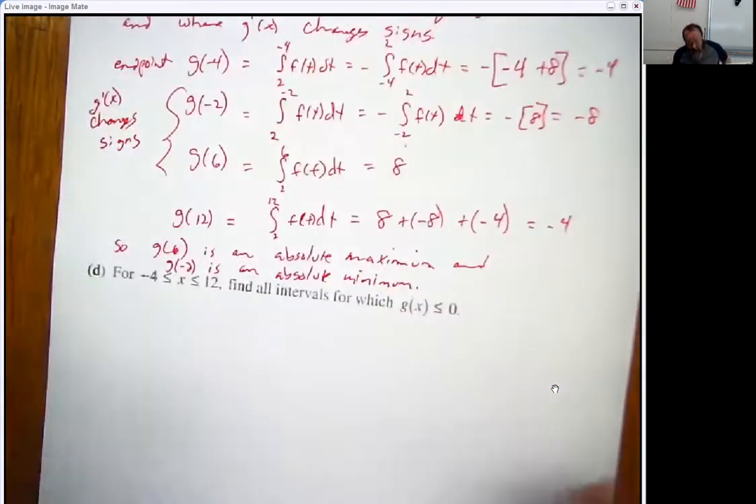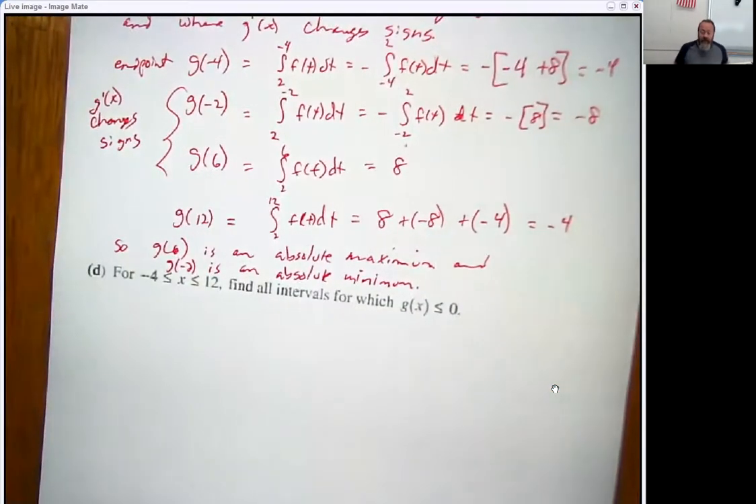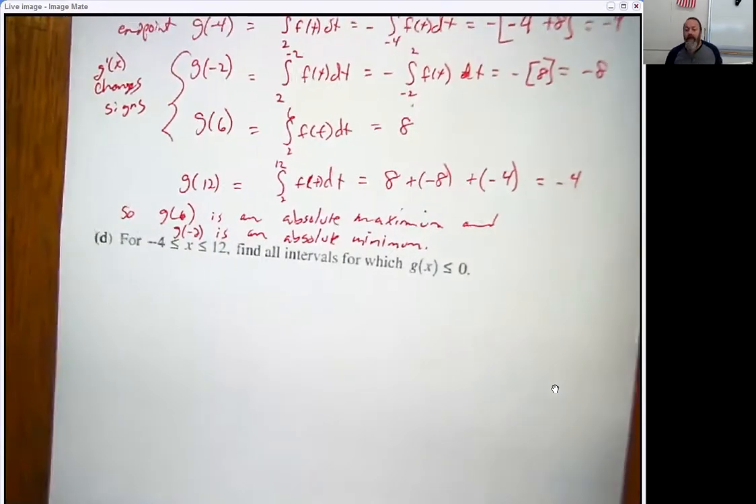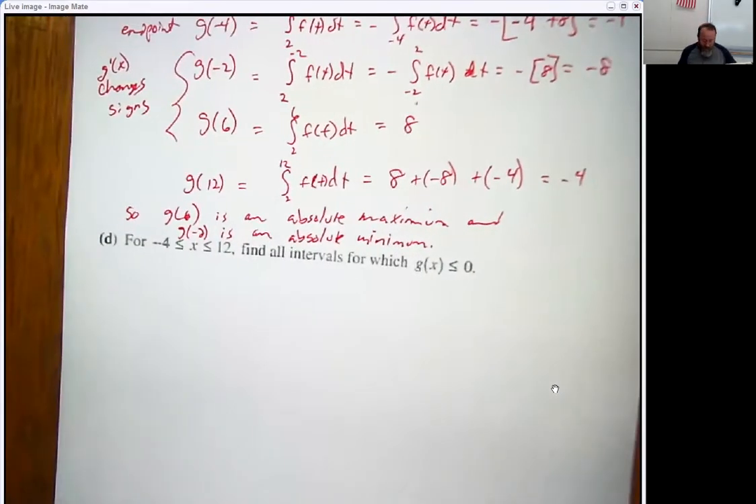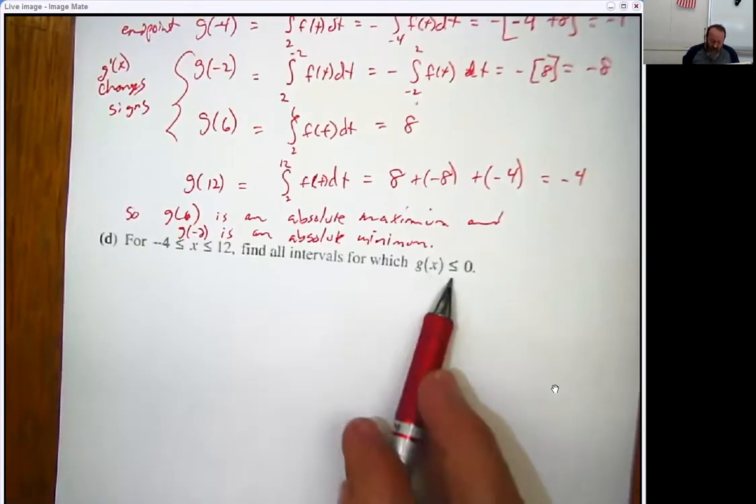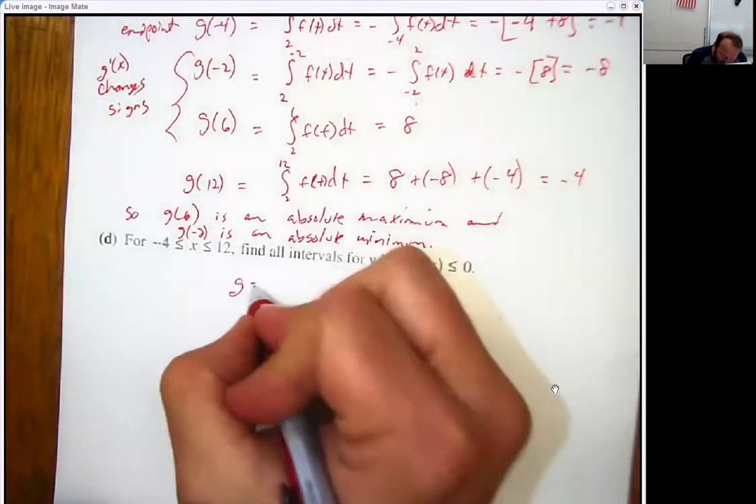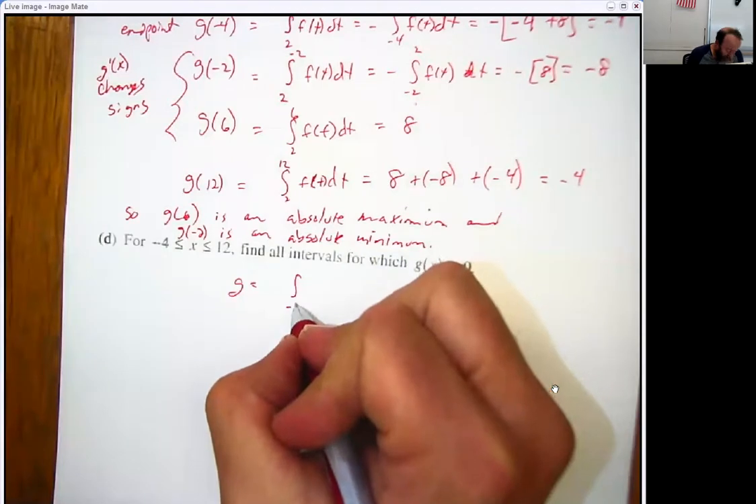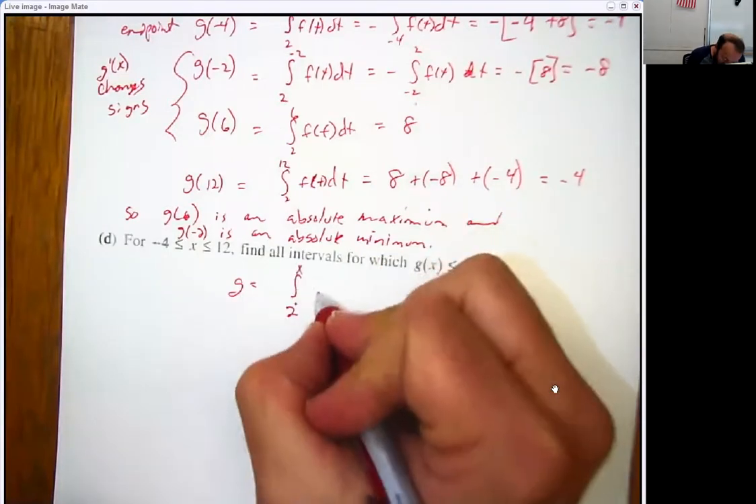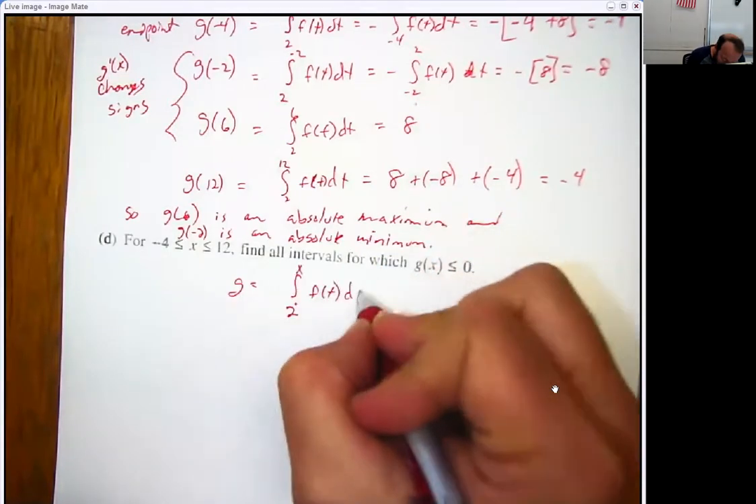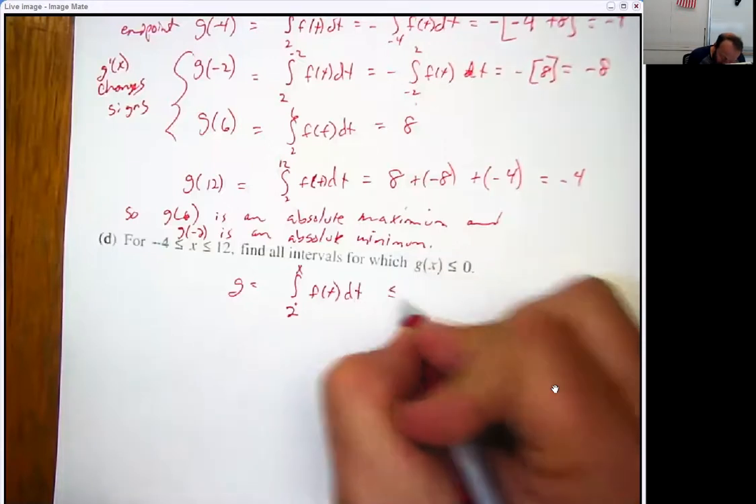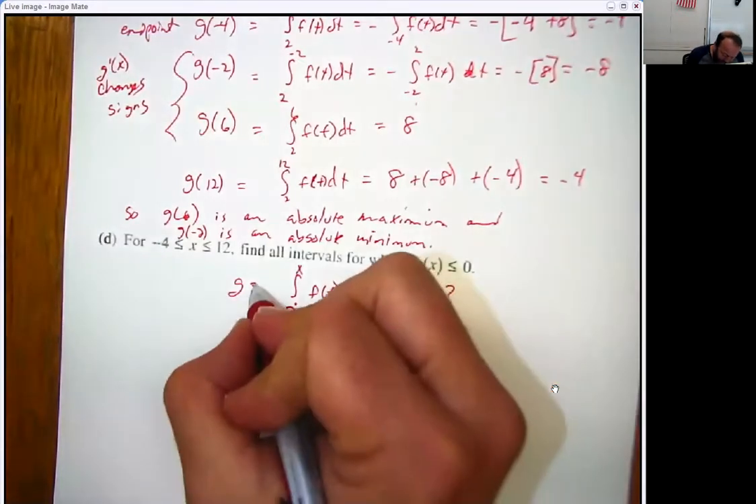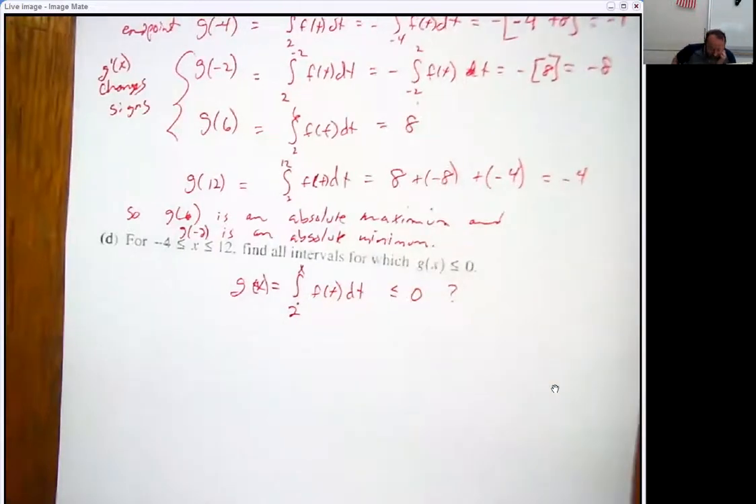Now, for me, this is actually the hardest problem, this last one, and that's not atypical that the last one throws you for some kind of a little bit of a loop. And so they're asking, find the intervals where g, now keep in mind, g was the integral from 2 to x of f of t dt. And the question is when is that negative? So when are we getting negative answers?